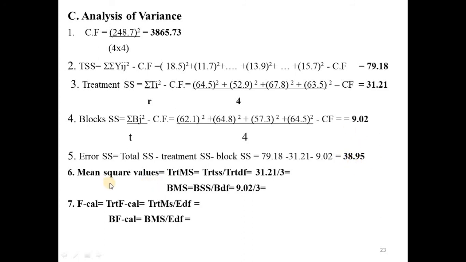And then the next step could be what? Estimating the mean square values. In order to get the mean square values, for example, treatment mean square is calculated by dividing the treatment sum of squares by its degrees of freedom, meaning 31.21 divided by 3 will give us some value. And block mean square is equal to block sum of squares divided by block degrees of freedom, that means 9.02, the value we obtained here, divided by 3, and we'll have some value.